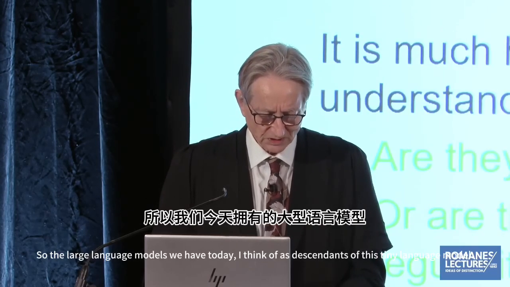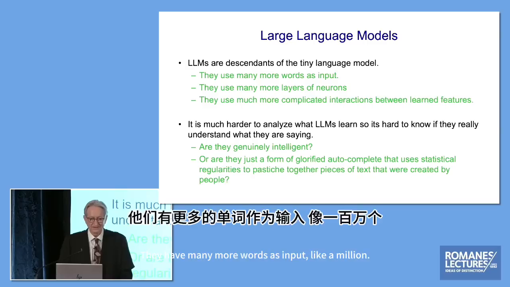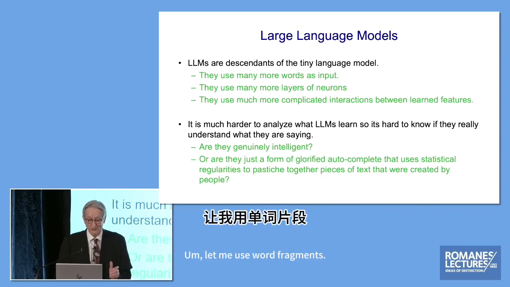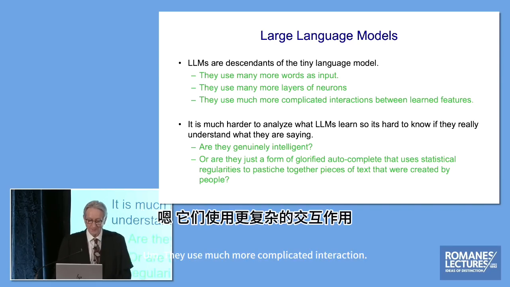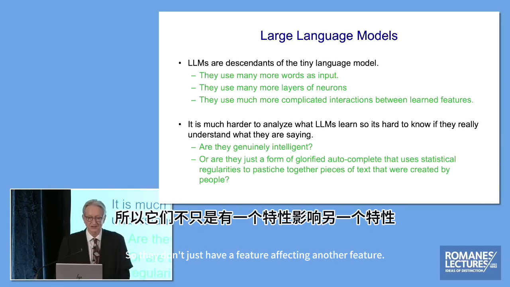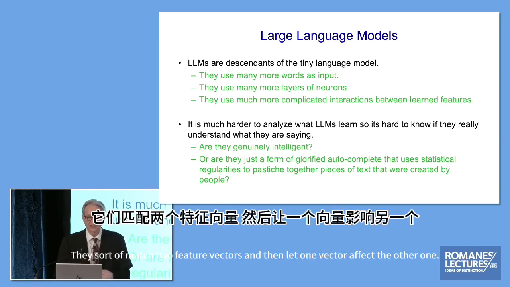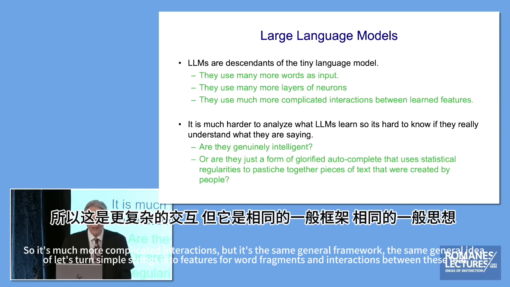So the large language models we have today, I think of as descendants of this tiny language model. They have many more words as input, like a million word fragments. They use many more layers of neurons, like dozens. They use much more complicated interactions. So they don't just have a feature affecting another feature. They sort of match two feature vectors and then let one vector affect the other one a lot if it's similar, but not much if it's different, and things like that. So it's much more complicated interactions, but it's the same general framework.